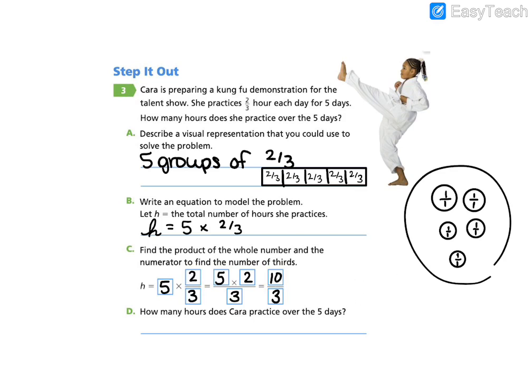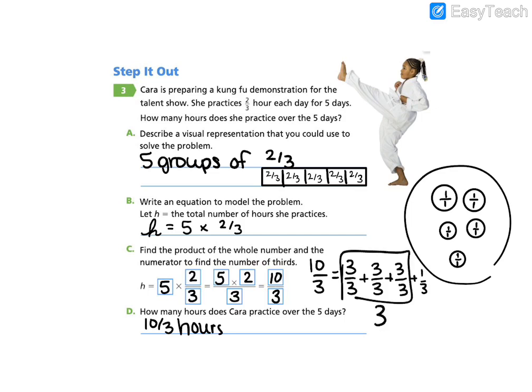All right, so how many hours does Kara practice? She practices 10/3 hours. Let's go ahead and rename this. I have 3 groups of 3/3, right? Because that gives me a total of 9/3. Plus 1 more third. That's equal to 3 and 1/3 hours.